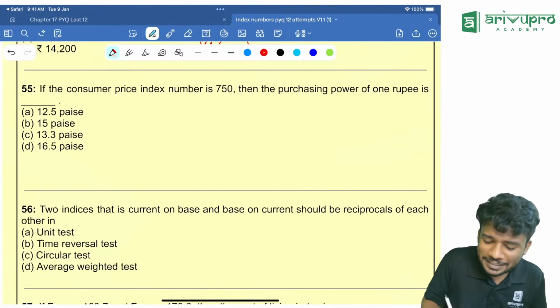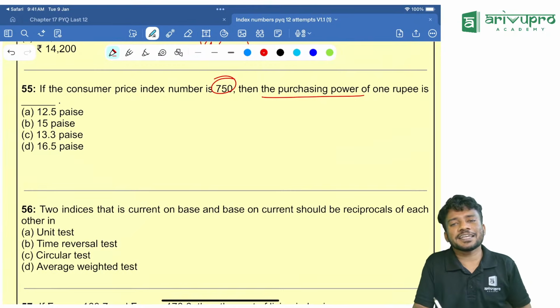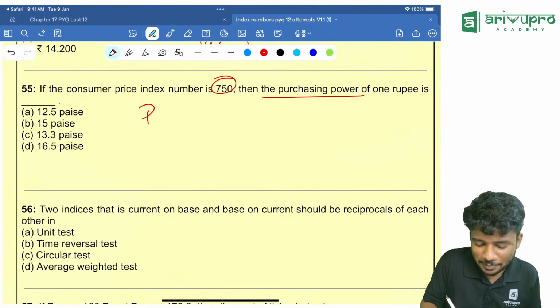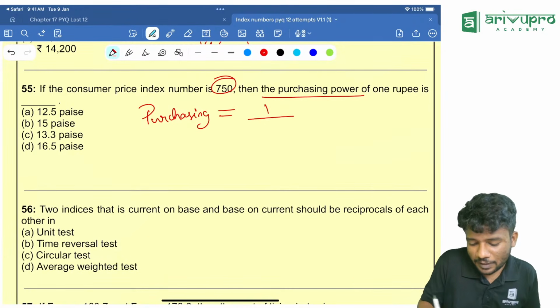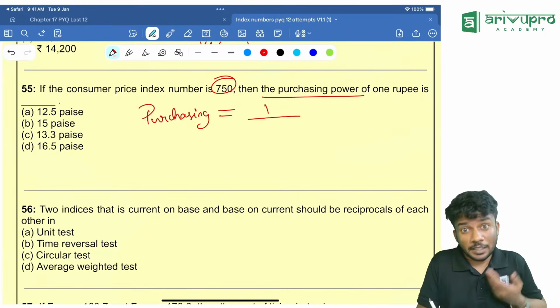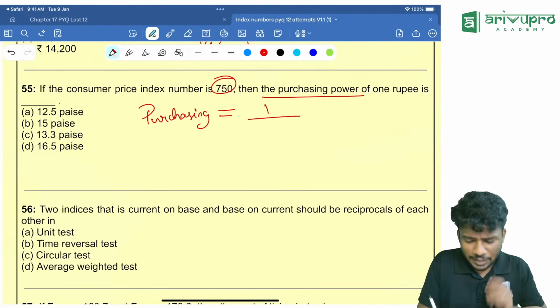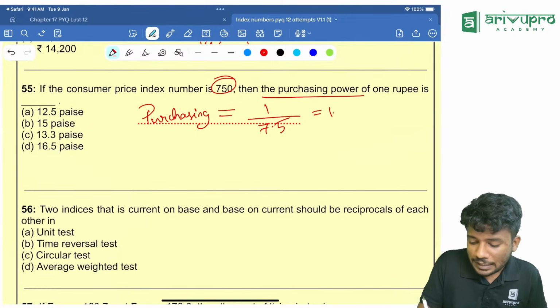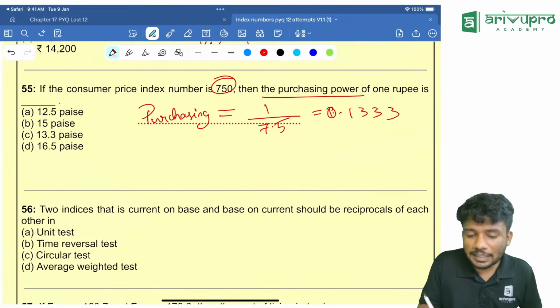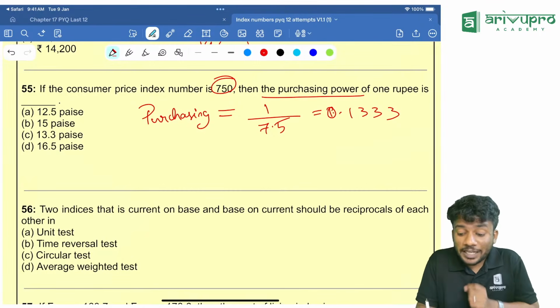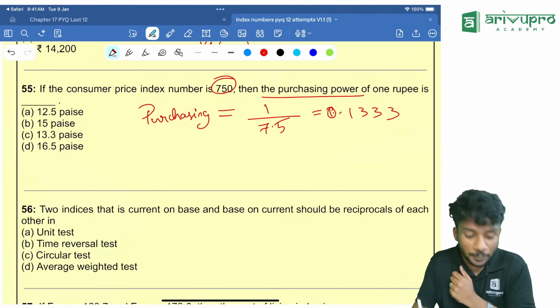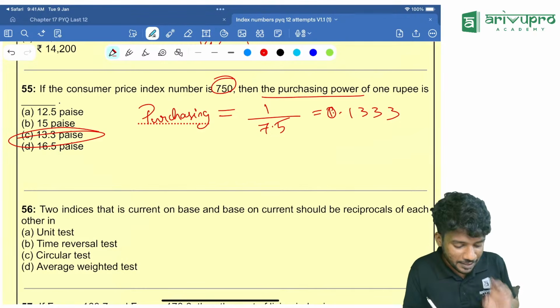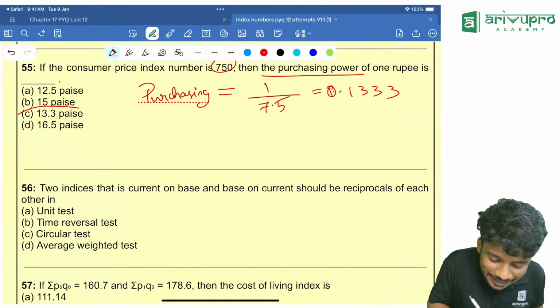Now, it's a very interesting question. If the consumer price index number is 750, what is the purchasing power of money? Purchasing power is the reciprocal, right? That means 1 divided by 750 divided by 100, because we are taking the ratio, which is 7.5. That means 1 divided by 7.5, which is equal to how much now? 0.1333. Correct? 0.1333 means 0.1333 rupees. That means how much paise? 13.3 paise. Option C is your answer.